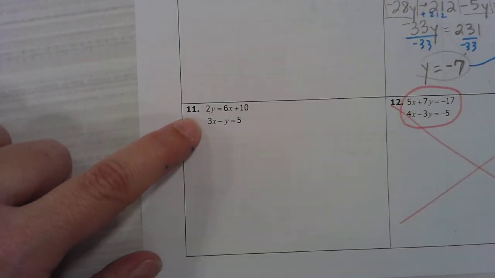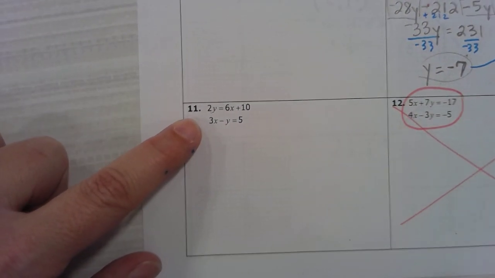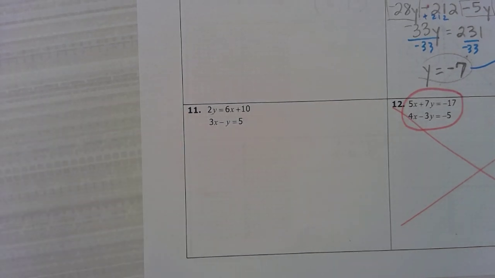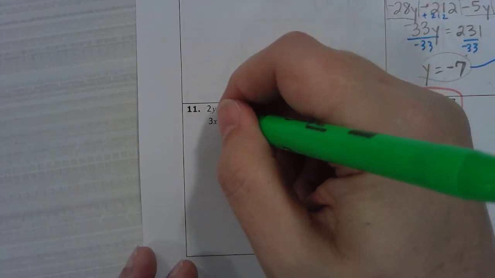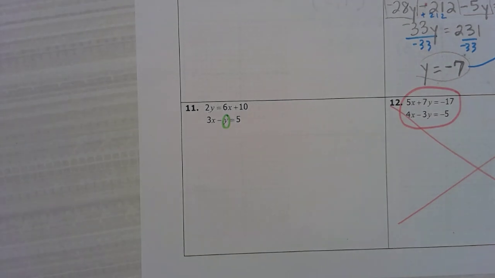What about 11? Do you see an x or a y by itself? Yep. Like no number in front of it? Yes. So right here where this y is, I could get that by itself. So we're going to do that. What about on number 9?